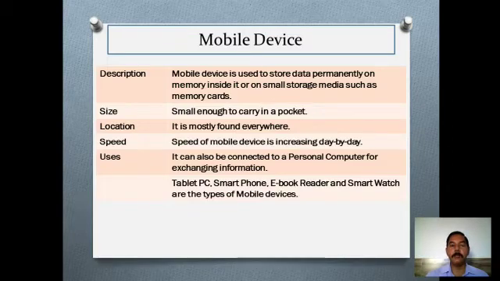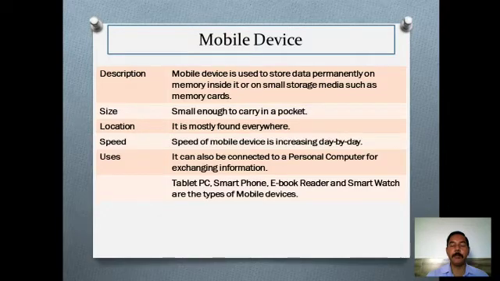Mobile device. Description. Second category is mobile device. Mobile device is used to store data permanently on memory inside it or on small storage media such as memory cards. Size: small enough to carry in a pocket. It's very small in size. We can carry it in a pocket. Location: it is mostly found everywhere. Nowadays mobile devices are very common. Speed: speed of mobile device is increasing day by day. Uses: it can also be connected to a personal computer for exchanging information.